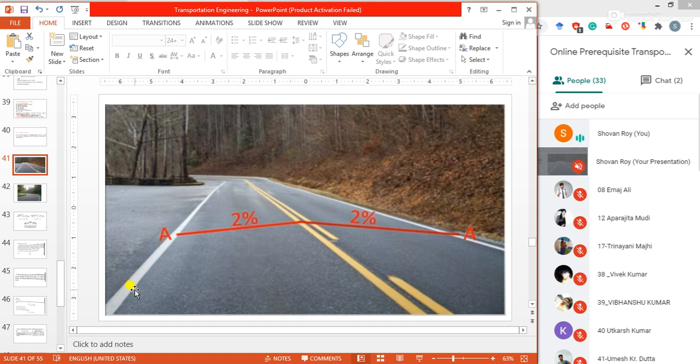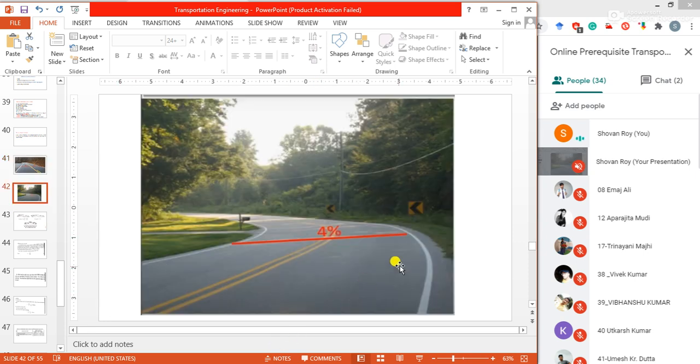Drains are provided on both sides or a single side along the roadside to drain the rainwater. To drain off the rainwater, we provide the drain along the roadside, and we also maintain this kind of shape on the road surface during construction. This is called camber. Also, there is another type of camber.